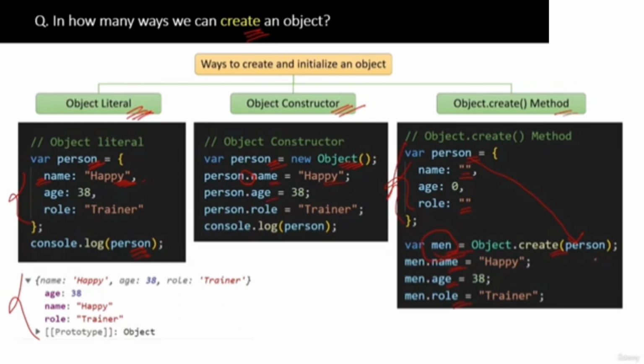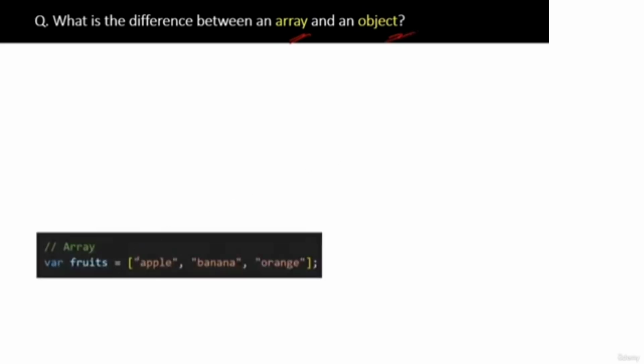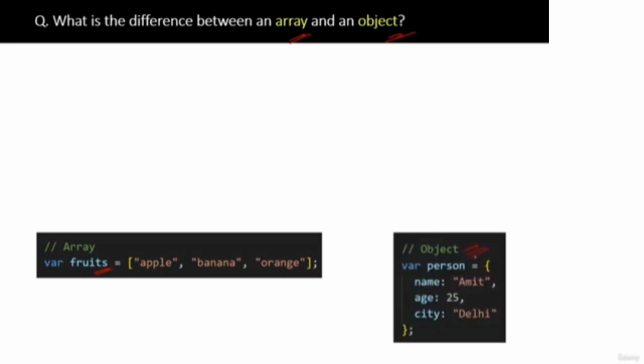And that is the way to create an object also. What is the difference between an array and an object? Let's see the code first. Here you can see the code of an array, and here is the code of an object. Now let's see the differences.